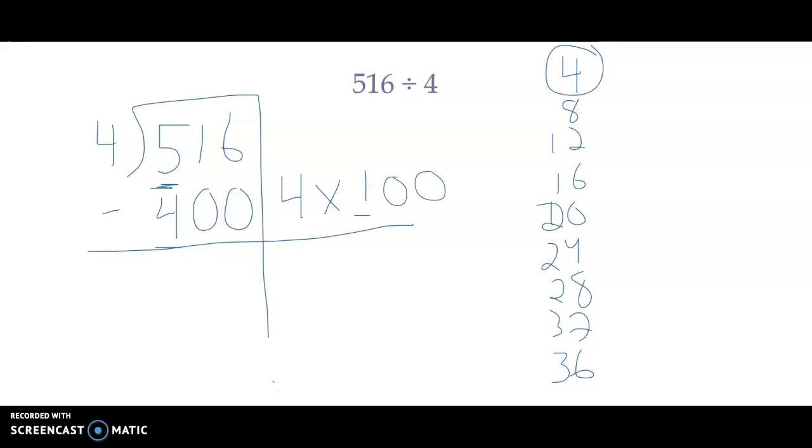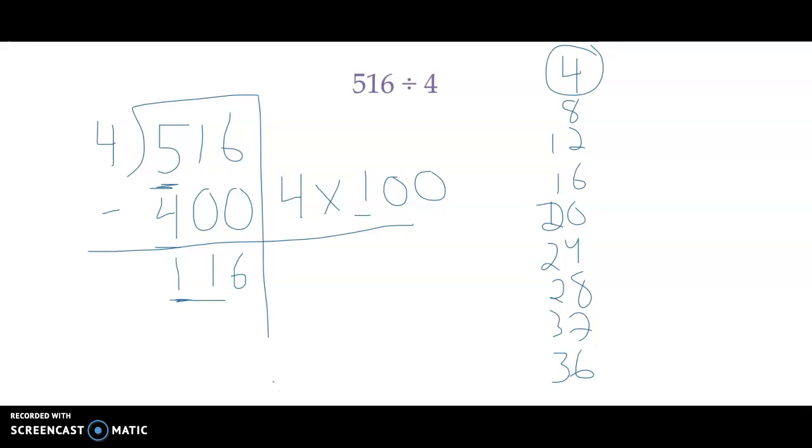Now I can subtract. 6 minus 0 is 6. 1 minus 0 is 1. 5 minus 4 is 1. So now I can't make a group with my 1 of 4, so I'm going to underline my first 2 digits to get 11. I'm going to go look at my tower.